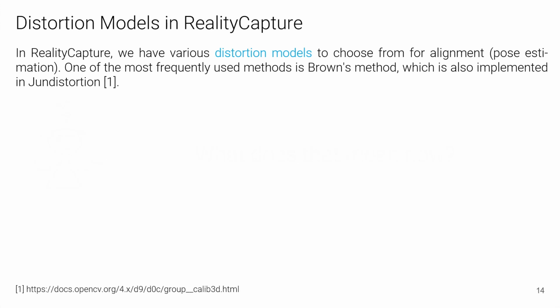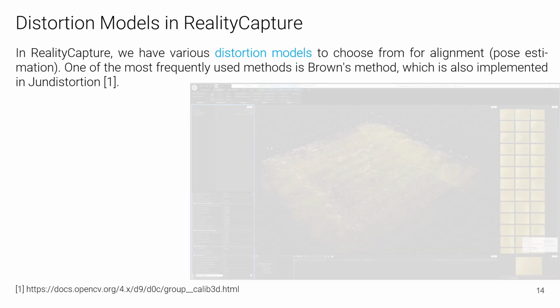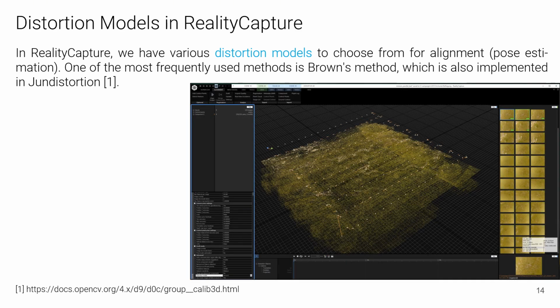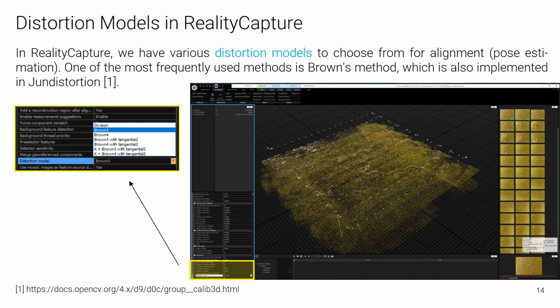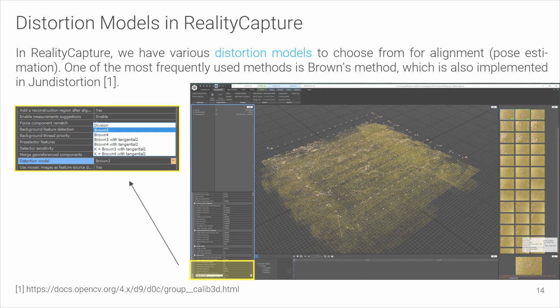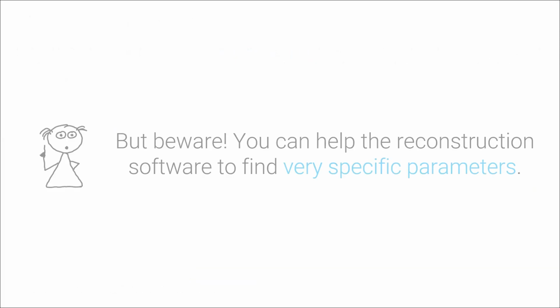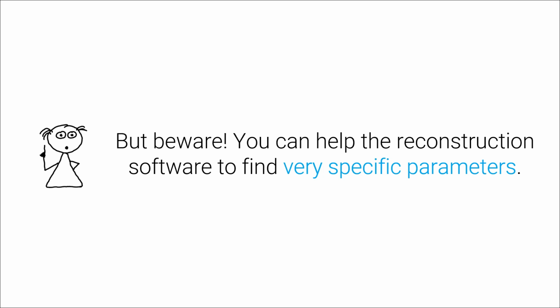Let's take a quick look at one of the best-known tools for image-based 3D reconstructions. In Reality Capture, we have various distortion models for cameras to choose from in the alignment step, or the so-called pose estimation. Brown's model is certainly the most commonly used. This means that the camera parameters K can be extended by a lens estimation. But beware, you can help the reconstruction software to find very specific parameters.